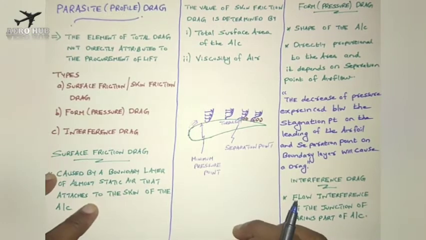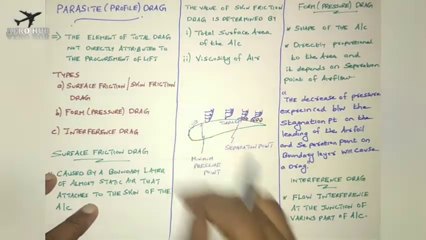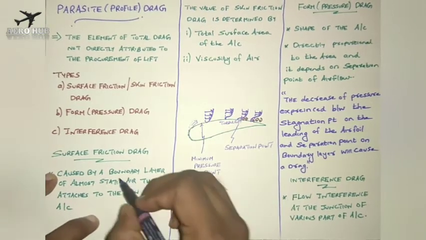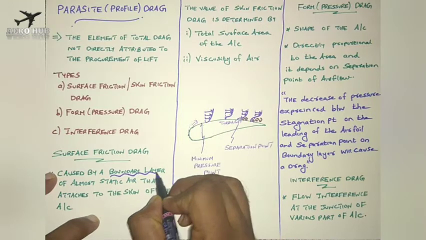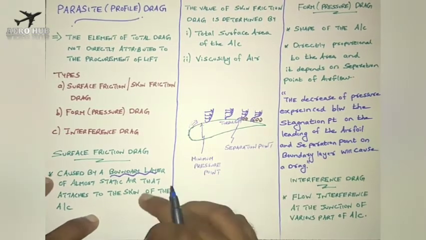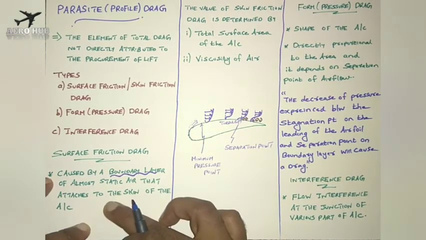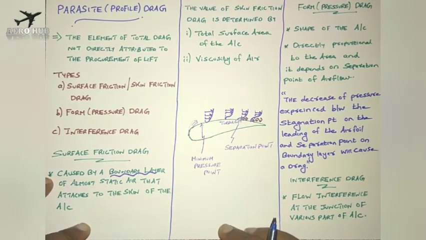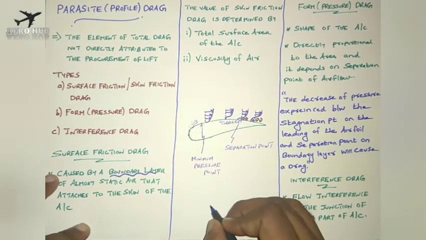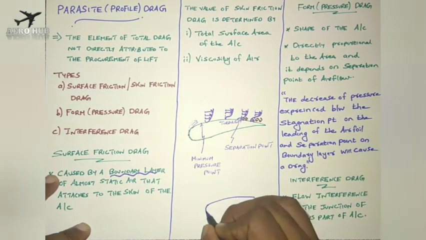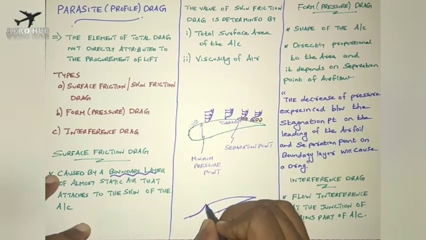First one is surface friction drag or skin friction drag. As the name suggests, this particular type of drag is mainly created by the boundary layer. Okay, you can see this is caused by a boundary layer of almost static air that is attached to the skin of the aircraft. Okay, what is boundary layer? You can see an airfoil here. I will draw an airfoil, and air is flowing in this manner.